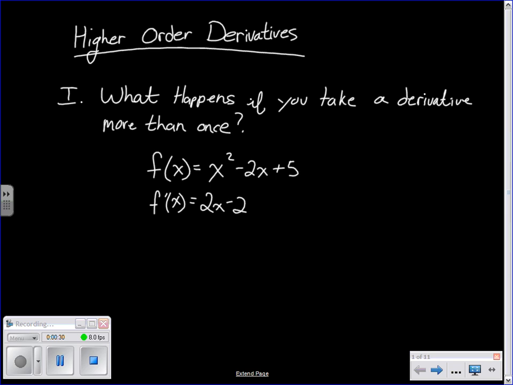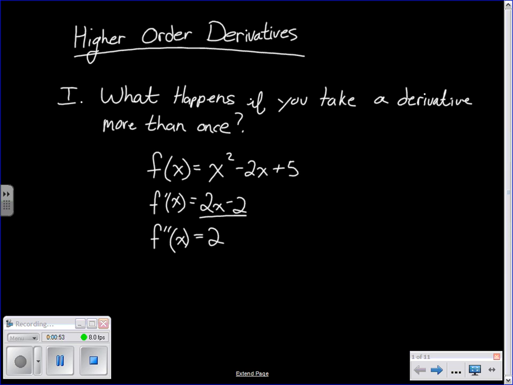So if I'm given my derivative, f prime of x equals 2x minus 2, I could find the derivative of the derivative, which we call a second derivative. And I denote it as f double prime of x. So the second derivative in this case, I'm just going to take the derivative of the first derivative. So I end up with 2. The derivative of 2x is 2. The derivative of negative 2 is 0.